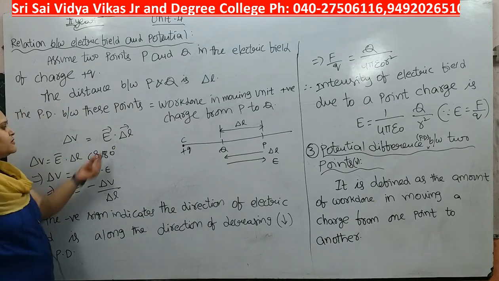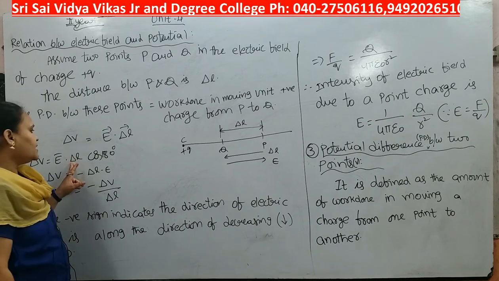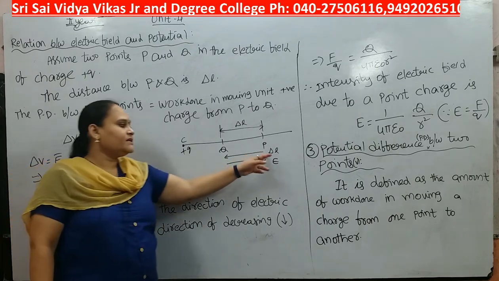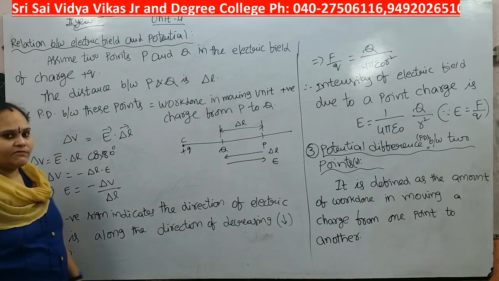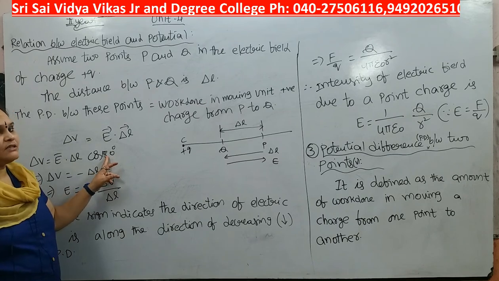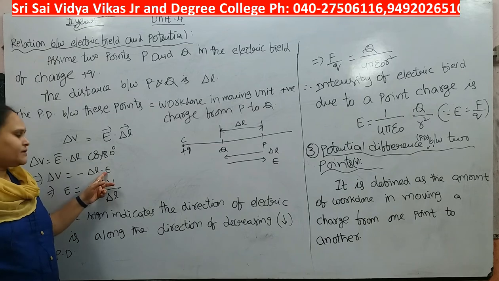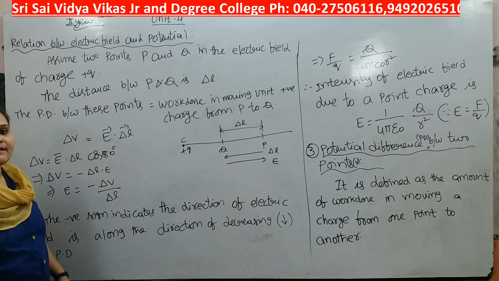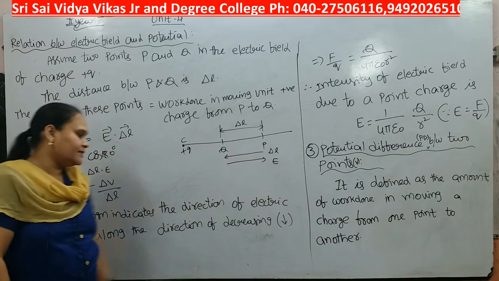So, delta V equal to E dot delta L, dot product A dot B will be equal to AB cos theta. So, here theta equal to 180 degrees, that means the angle between E and delta L is 180 degrees. In this, the angle between electric field and the distance between P and Q is 180 degrees. Everybody knows cos 180 will be equal to minus 1. So, minus delta L into E. From this we have E equal to minus delta V by delta L. This negative sign indicates the direction of electric field is along the direction of decreasing potential.